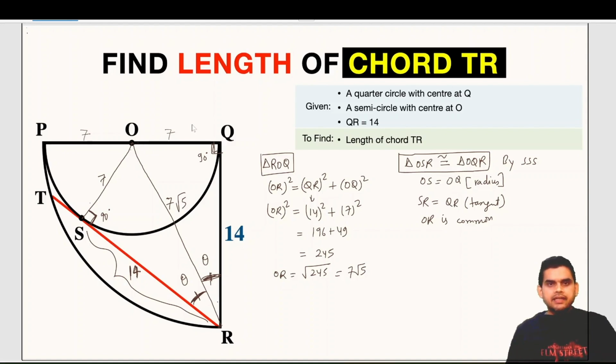So in triangle ROQ again, we have cos theta is equal to RQ divided by OR. So 14 divided by 7 root 5. We can cancel 7 times 2, and then if we rationalize, it will become 2 root 5 over 5. So we got the value of cos theta. Let me erase to make some space here.